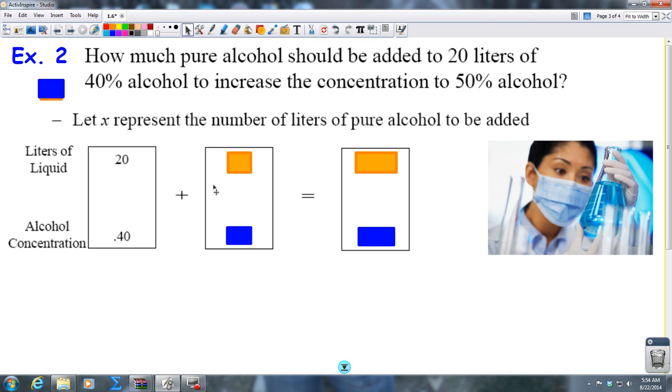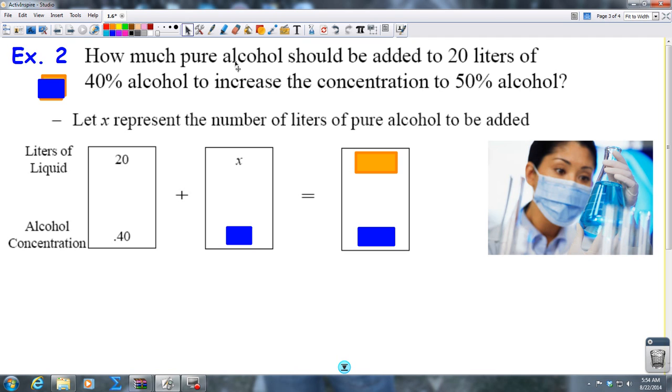In the second one, we're going to be adding in pure alcohol, okay? And the question is, how much pure alcohol is there? Well, X represents the number of liters of pure alcohol. So this is the liquid across the top, how much of that liquid there's going to be, and we don't know. So that is going to be our X. But the real question is the percentage down here, because we do know that. It says how much pure alcohol.